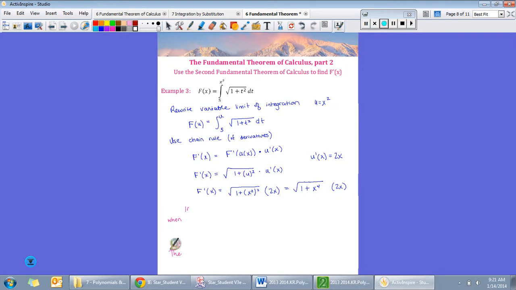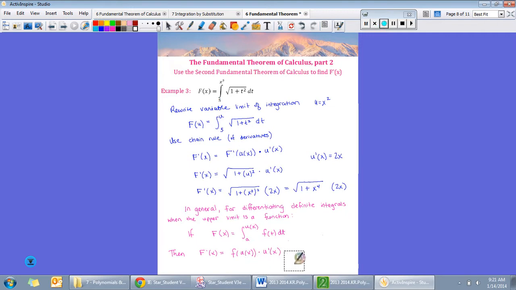times 2x. So in general, when you're trying to differentiate definite integrals, when the upper limit is a function, where you have F of x equals some number down at the bottom, and then u of x, whatever function that is, on top of an integral of f of t, then the derivative is going to be that same function, replacing t with the upper limit function inside, and multiplying by the derivative of the function from the top.